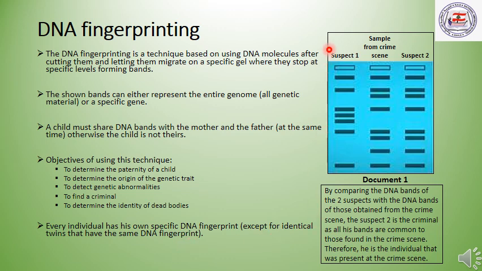In document 1, you can see a DNA fingerprinting done for suspect 1 and suspect 2, and a sample from the crime scene was taken, and document 1 shows also its DNA fingerprinting. By comparing the DNA bands of the two suspects with the DNA bands of those obtained from the crime scene, suspect 2 is most probably the criminal, as all his bands are common to those found in the crime scene, and therefore he is the individual that was present at the crime scene.